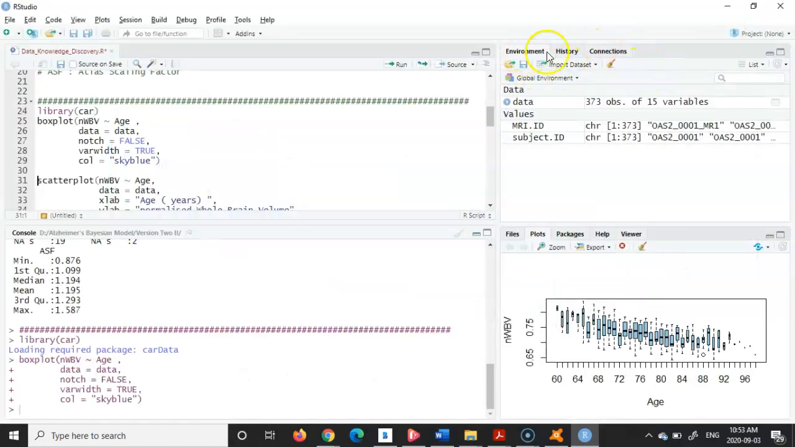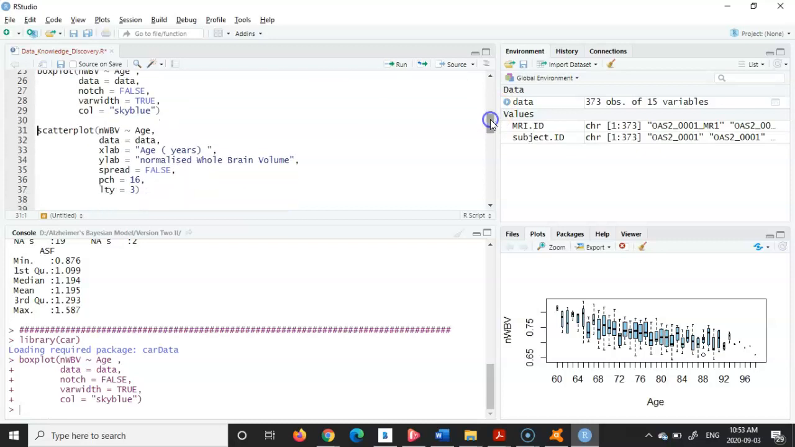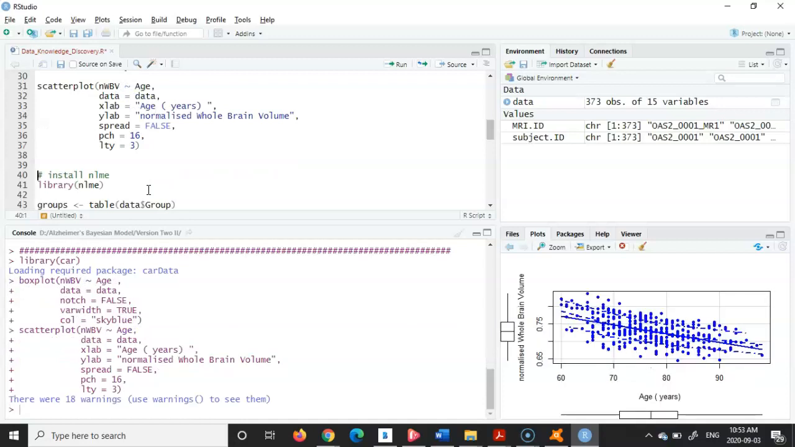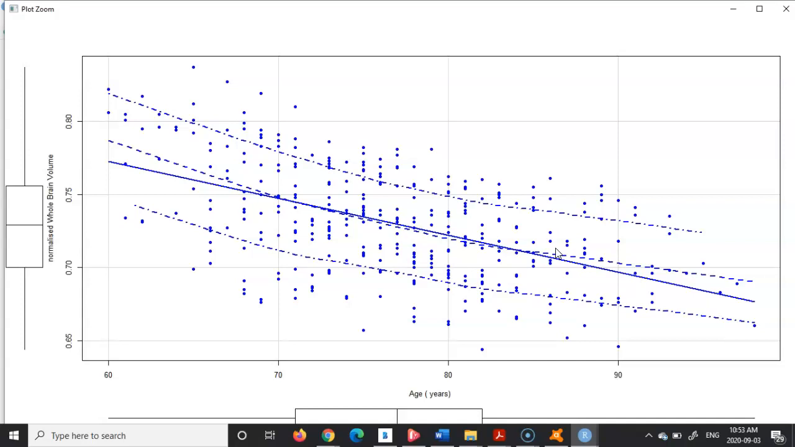And I also have a scatter plot to show that to you. We are going to work on how to plot it in future tutorials. For the scatter plot, I have the normalized whole brain volume with respect to the age in the data. I'm going to execute the line by pressing Control Enter, and if I zoom in, you will see that the data is scattered, something like that.